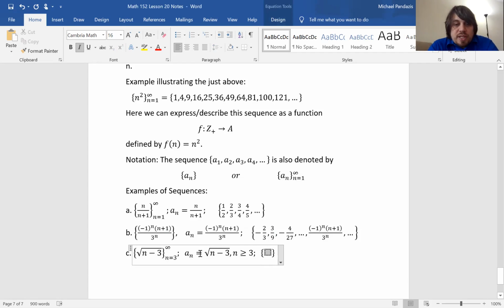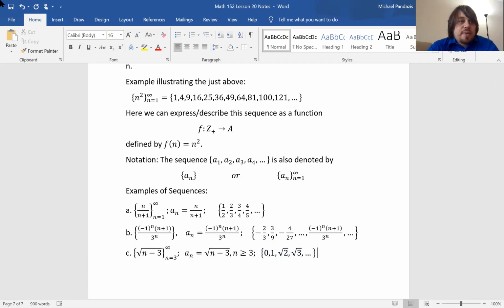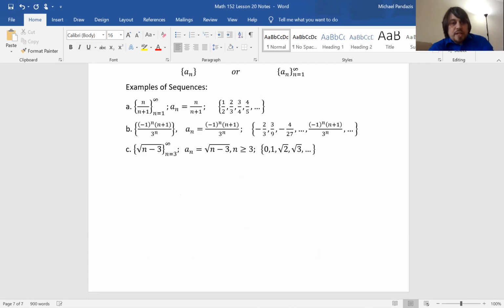And so then the sequence this is representing was, when n equals 3, you have the square root of 0, which is 0. When n equals 4, the square root of 4 minus 3 is the square root of 1, which is 1. When you choose 5, you have the square root of 5 minus 3, which is the square root of 2. The next term is the square root of 6 minus 3, square root of 3. Okay, and so now you have that sequence there. Okay, so these are 3 examples of sequences and notations for how to express them. Okay, so now let's do an example.